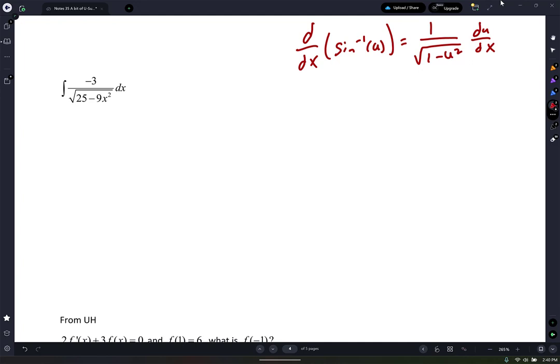So here's what you're going to do. I can pull that negative 3 out. How did you take it out? Yeah, it's a product. Remember, I can just move any constant out. And you can actually also say this could be an arc cosine because the C will eat it up anyways.